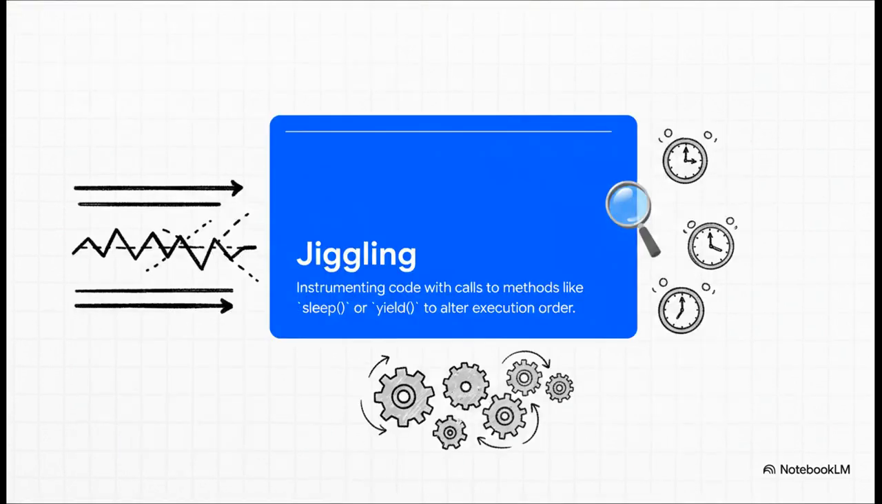Now for one of my absolute favorite techniques from the book, jiggling. I know, it sounds funny, but the idea is brilliant. You deliberately mess with your code's execution order. You know you can't test all 12,870 paths, so you intentionally sprinkle in these tiny random delays using calls like sleep or yield. This jiggles the order of operations and dramatically increases the odds that a hidden flaw will finally pop up where you can actually see it and fix it.